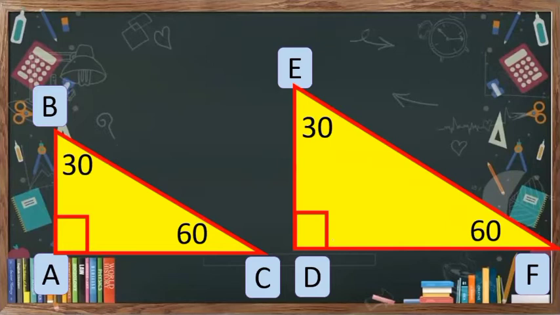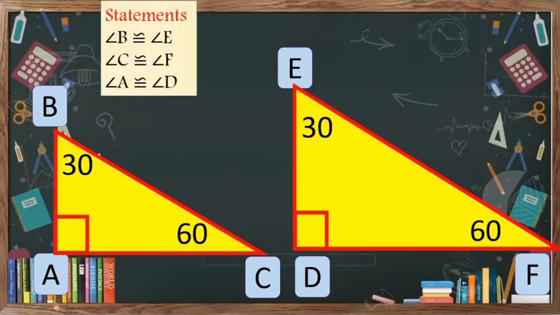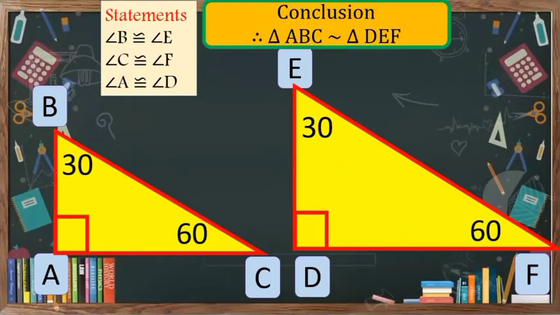Another example. Now we have here given measures of angles, such as angle B is 30 and angle E is 30. Therefore, they are congruent. Angle C and angle F, and angle A corresponds to angle D. The three angles here and in the other triangle are congruent. Therefore, we can say that the two triangles are similar to each other. Triangle ABC is similar to triangle DEF.